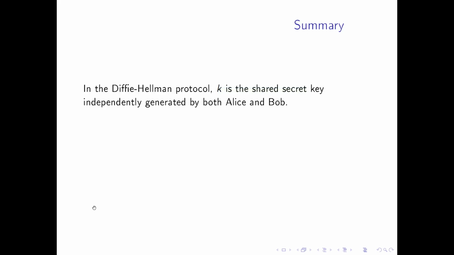So let's summarize a couple things about this process. First, in the Diffie-Hellman protocol, K is a shared secret. It's actually generated independently.